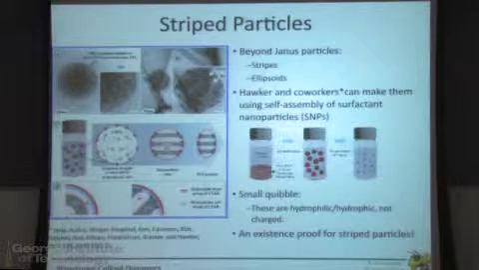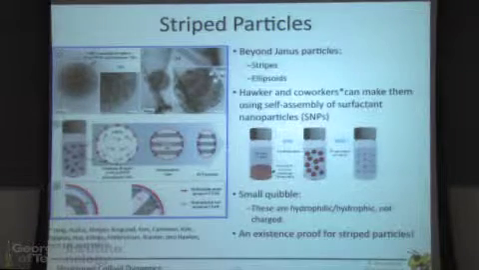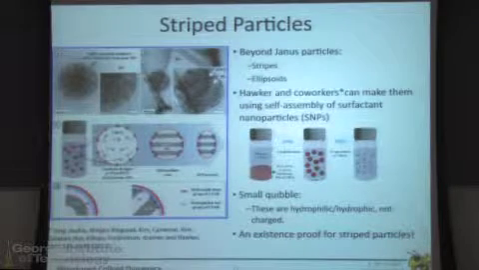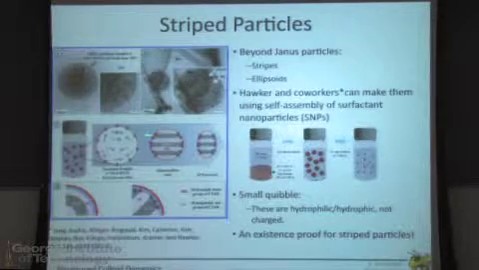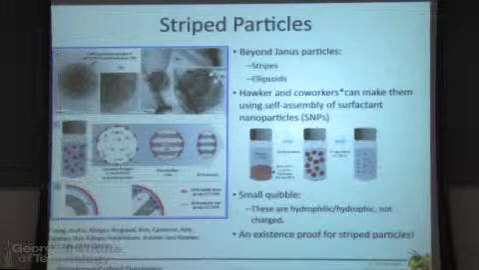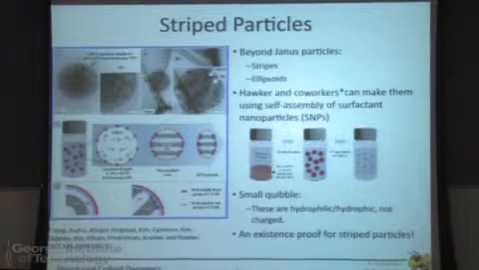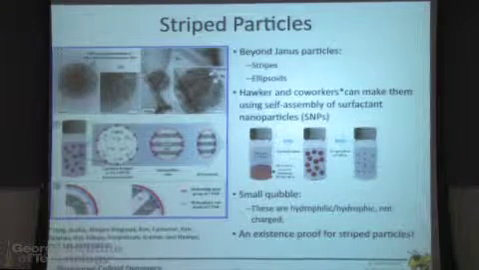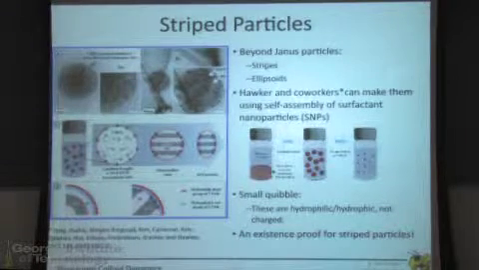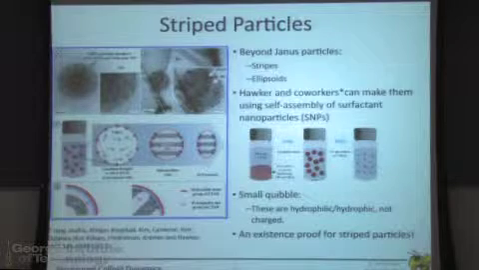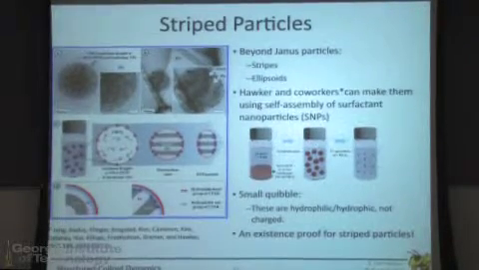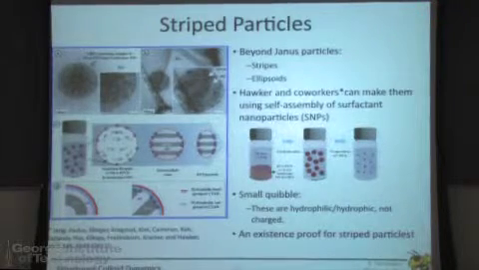Second take-home message is, if that's true, then why not make stripes? We just had our Janus particle, and that's like 2 stripes, but I could take a sphere and have multiple stripes with exchanging properties. So this one would be 1, 2, 3, 4, 5, 6, 7 stripes. And these materials have been made. This is an example from Hawker's group, where they can make these materials, put them in a solution, and then ask, what do they do?